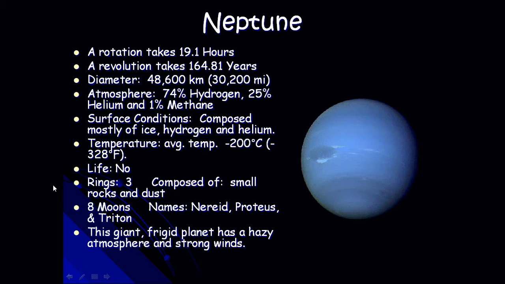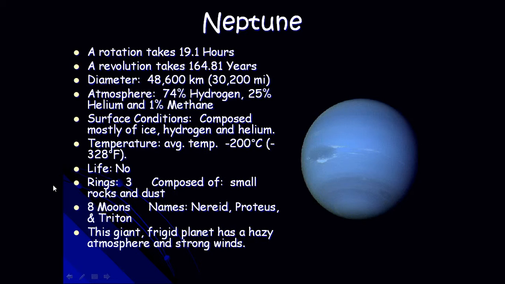Lastly, we have Neptune. Neptune features a rotation of 19.1 hours. A revolution takes a whopping 164, almost 165 years to occur. It has a diameter of 48,600 kilometers, or 30,200 miles. The atmosphere is, again, 74% hydrogen, so mostly hydrogen like the other gaseous planets, 25% helium, and 1% methane.